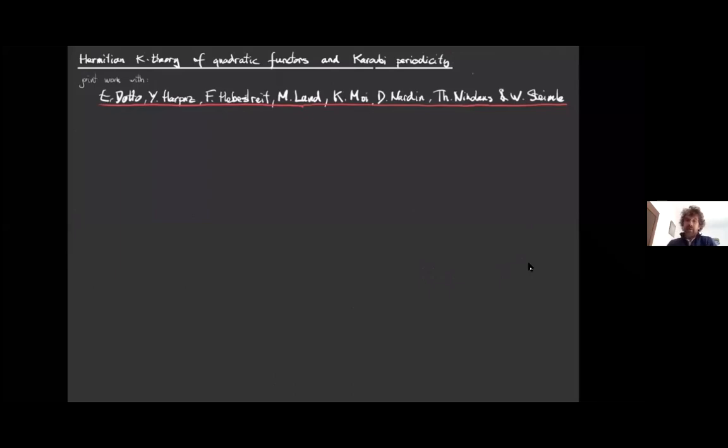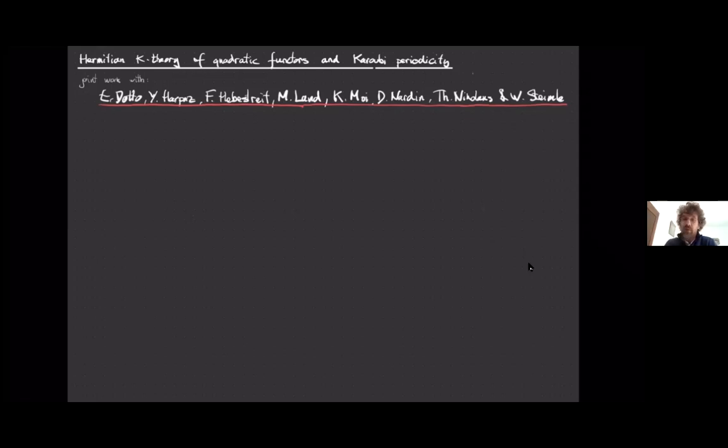So I will give an overview of a new definition of Hermitian K-theory in some sense. And I will explain one of the applications of that new definition, which is a proof of some conjectures of periodicity of Max Karoubi and Giffen.